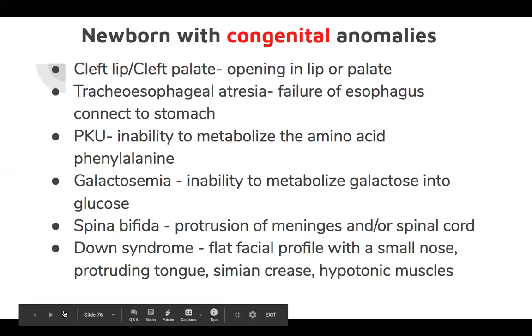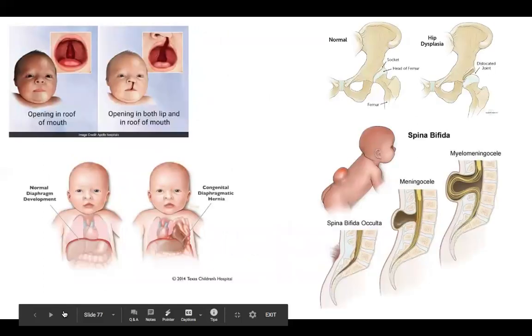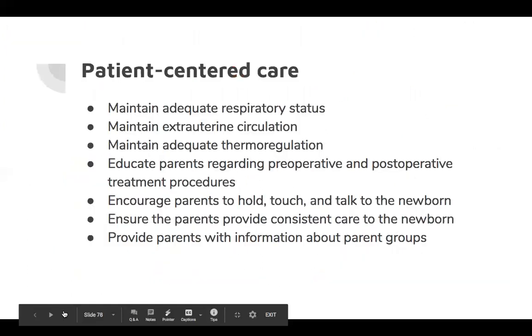Spina bifida, there's several different types. What I want you to know is it's a protrusion of the meninges. And Down syndrome is the basic facial features that you would note: the flat facial profile with a smaller nose, protruding tongue, simian crease, and hypotonic muscles. And again, there's a spectrum, whether it's very minimal or very obvious. And there are some pictures of some of the anomalies we talked about.